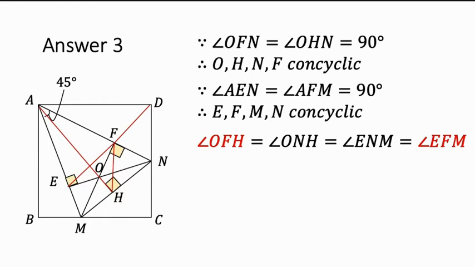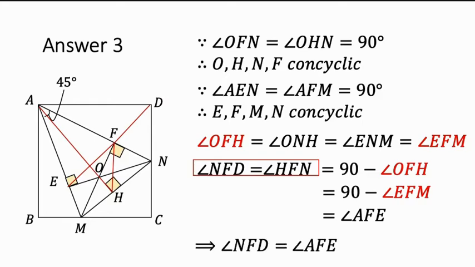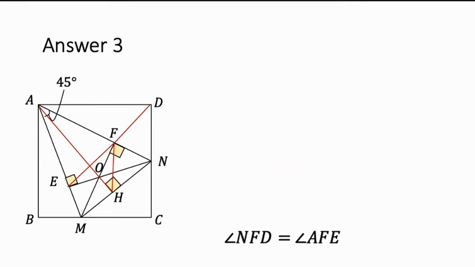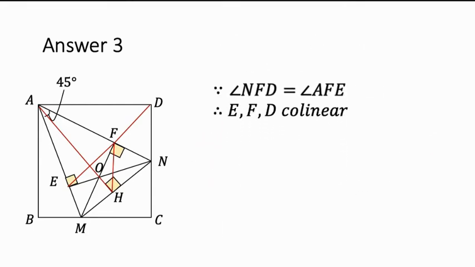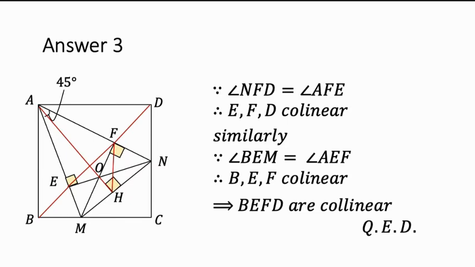From this equation, we can now continue our first part. We find that the angle NFD equals 90 minus the angle OFH. This is just equal to 90 minus EFN, which is just the angle AFE. And this is what we get. NFD equals AFE. This also means that E, F, D are collinear. Similarly, we can use this way to prove that B, E, F are collinear. And this is how we get that B, E, F, D are collinear. And we've completed our question 3.